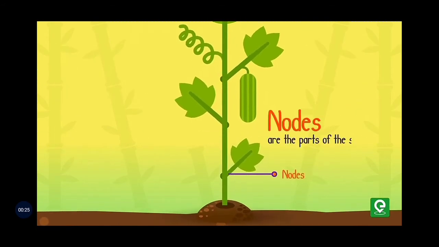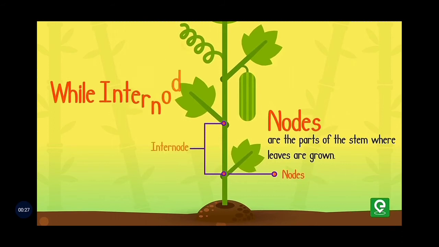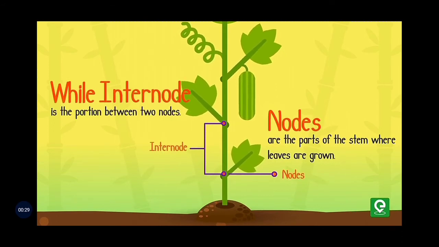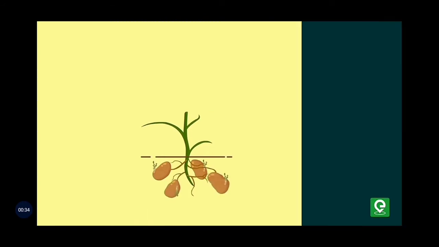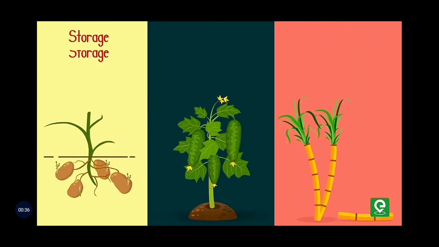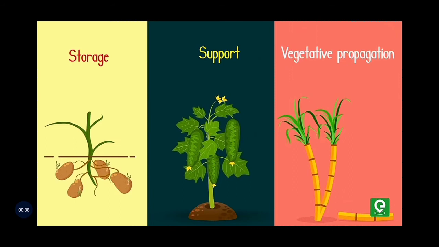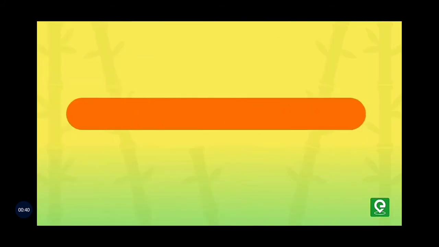Nodes are the parts of the stem where leaves are grown, while internode is the portion between two nodes. Besides this, stems undergo modifications in order to perform additional functions like storage, support, and vegetative propagation. In this video, we will learn about the different modifications of a stem.